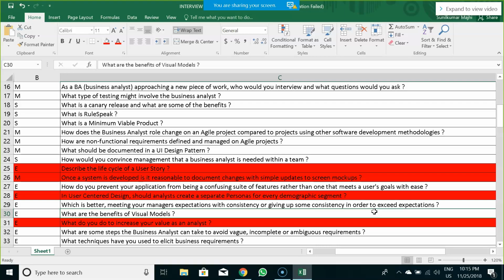I have just collected information on this, but I don't know whether it's a perfect answer or not. Yeah, please go on, whatever information you have.